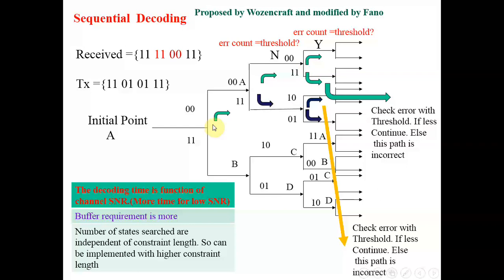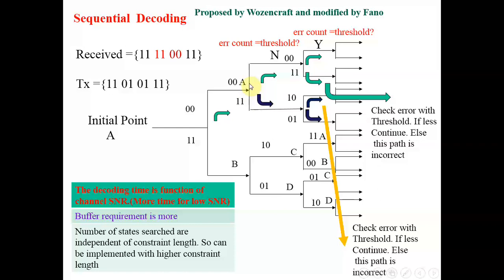Again I repeat, we started from this hypothetical example. I am not considering this example. I am explaining the overall functioning of sequential decoding, so let's not take any specific example. I am just explaining this algorithm-wise. I started with this path for some received code word. I calculated my error count. I compared at this point: is it equal to the threshold? If the answer is no, you continue this path.